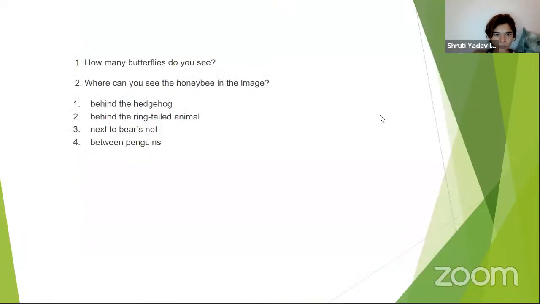How many butterflies do you see? 11. Okay. Where can you see the honeybee in the image? Right top. Top, ma'am. Behind the ring-tailed animal. That is correct. So, was it difficult to find out the honeybee? No, ma'am.